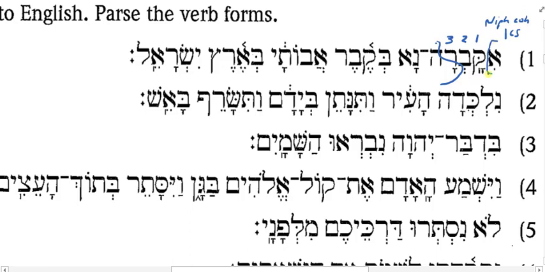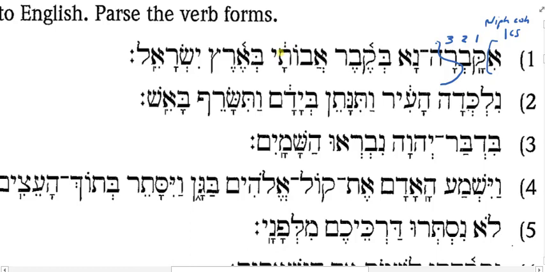So I need to give this cohortative semantics. So normally in the qal, let me do something. But if this is passive, it's not let me do something, but let me be done, right? Let something happen to me. Let me not bury, but let me be buried. Exactly. So let me be buried. May I be buried? May I be buried where? Bekever. In a grave.